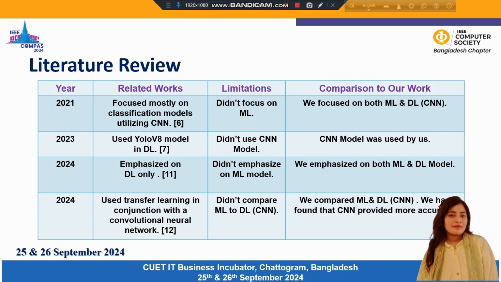In the year 2024, the authors emphasized deep learning only, but they did not emphasize machine learning. But in our work, we emphasized both machine learning and deep learning. In another 2024 study, transfer learning was used in conjunction with a convolutional neural network. It did not compare machine learning to deep learning CNN. We have compared machine learning and deep learning, and also found that CNN provided more accuracy.